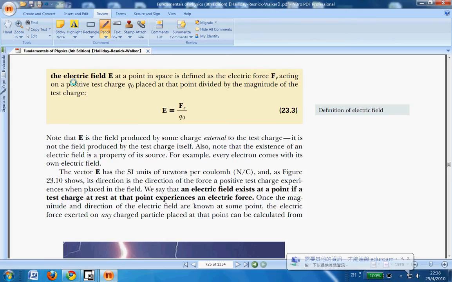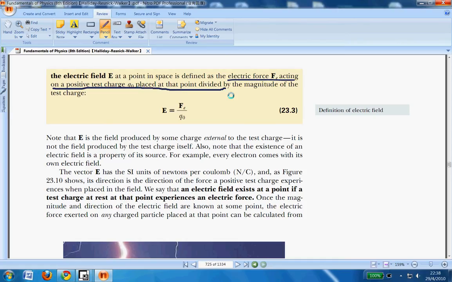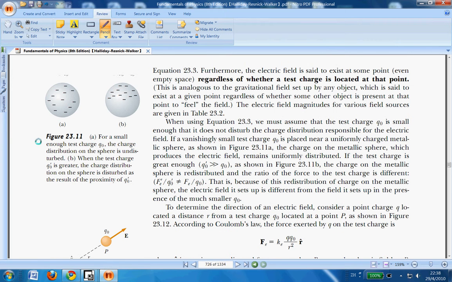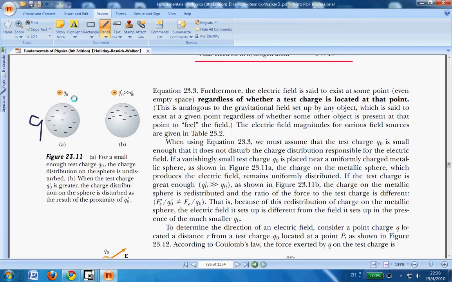How to calculate the electric field? By definition, it is the electric force acting on a positive test charge Q0 placed at that point, divided by the magnitude of the test charge. And what is a test charge? We have an initial charge Q, and then we place another small test charge Q0. Be aware that the charge of Q0 is very small.